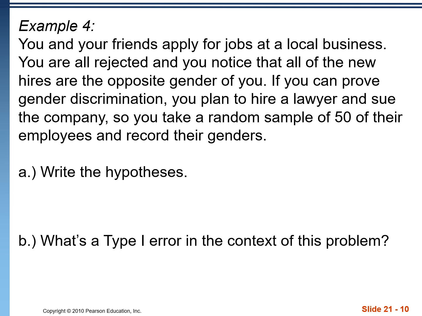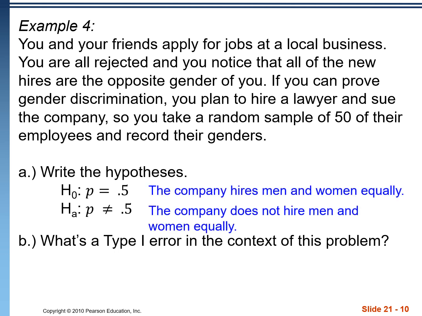You and your friends apply for jobs at a local business. You're all rejected, and notice that the new hires are all the opposite gender. If you can prove gender discrimination, you plan to hire a lawyer and sue, so you take a random sample of 50 employees and record their gender. Hypotheses would be p equals 0.5, p is not equal to 0.5. This is representing the company hiring men and women equally, and the company not hiring equal genders. For these types of problems, I always find it helpful to write out verbal descriptions of my hypotheses.